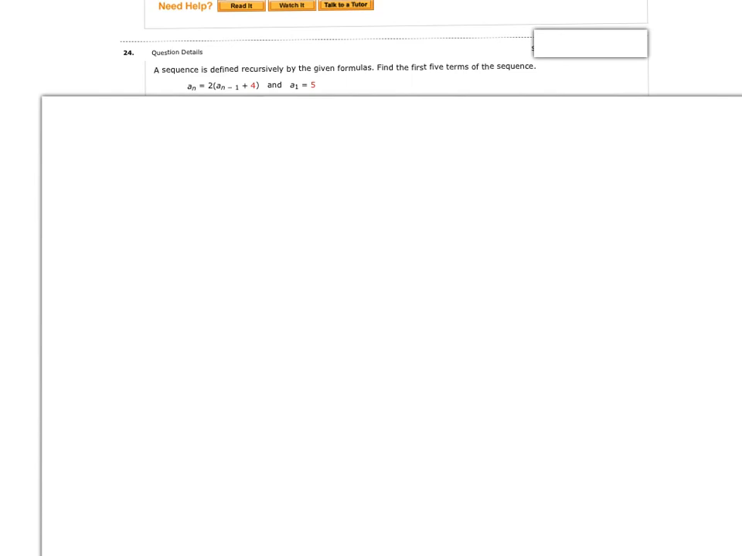All right, last one here is asking for the first 5 terms of the sequence, and it's giving me the recursive formula. Now, the recursive formula means that, remember, this a sub n minus 1 is always referring to the previous term. So if I already know a sub 1 is 5, but if I want a sub 2, it's going to be 2 times parentheses the previous term plus 4. So that'll be 2 times 9, it'll be 18.